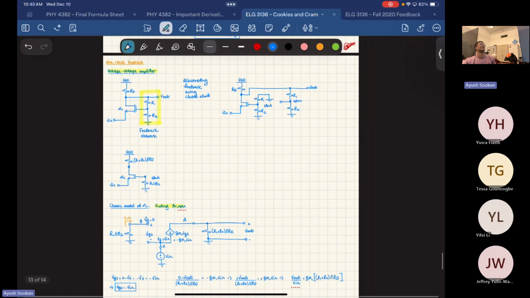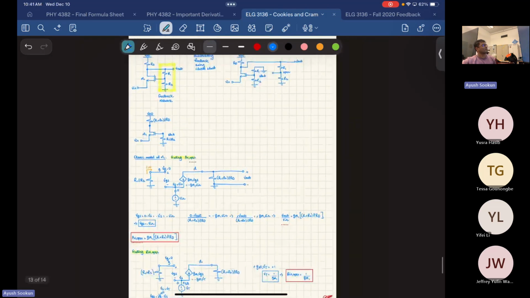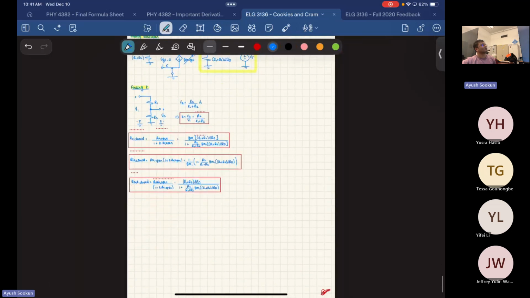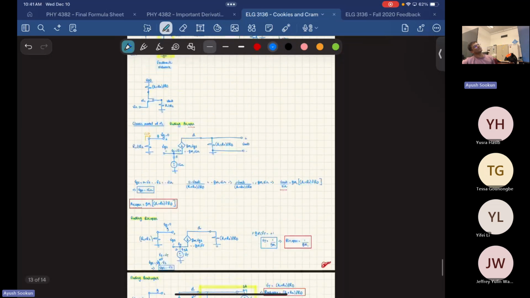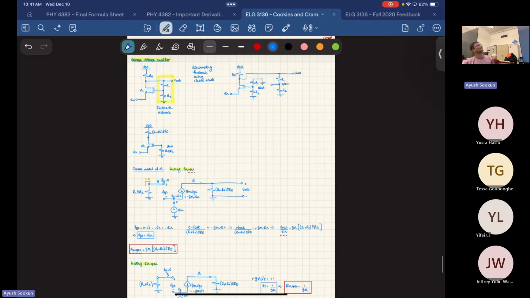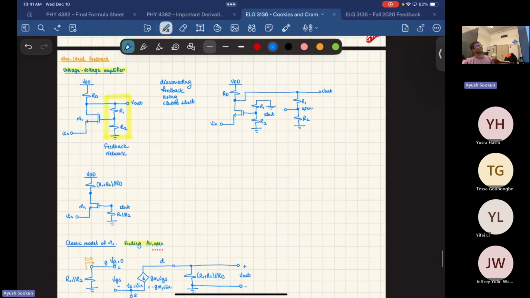Non-ideal feedback. Yo, okay, this is where things get heated. This is like hard. This is hard. Okay, how many pages is that? 1, 2. I'm looking all that bad. Okay, we got this. We got this. It's in the formula sheet. Yeah. So it's not as bad.